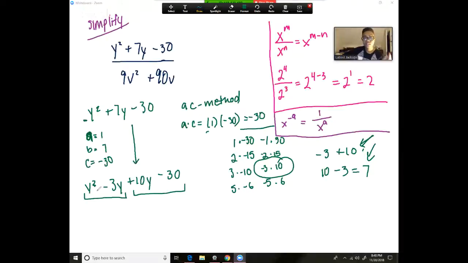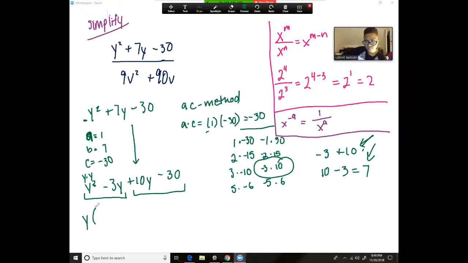Then we factor out what the terms in those groups have in common. So y squared and negative 3y. They have just one y in common because y squared is actually y times y, and 3y has just one y. They don't have two y's in common because 3y only has one y. But they definitely have one y in common, so that's what I'm going to factor out.